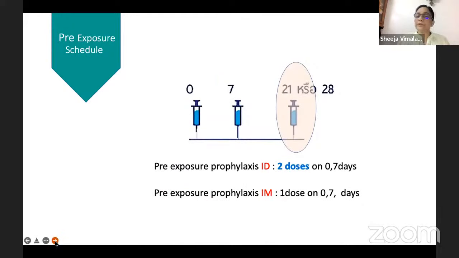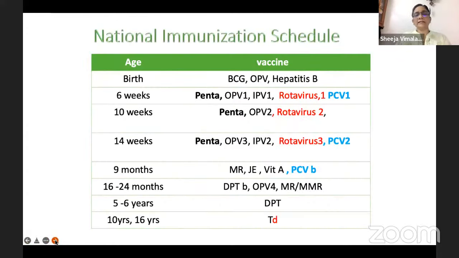And what about pre-exposure? So pre-exposure, whether it is intradermal or intramuscular, it is only 2 doses, that is 0 and 7. There is no dose on day 28. I hope that is clear. So the newer WHO schedule has taken away the last dose, but this particular schedule is not yet being practiced in India because DGCI has not yet approved as far as the schedule is considered.